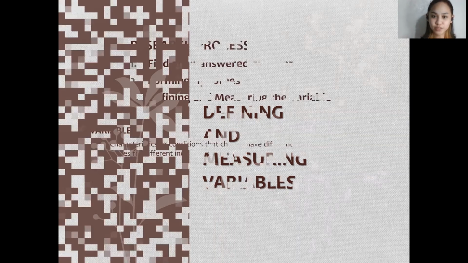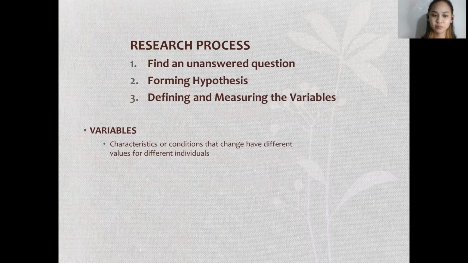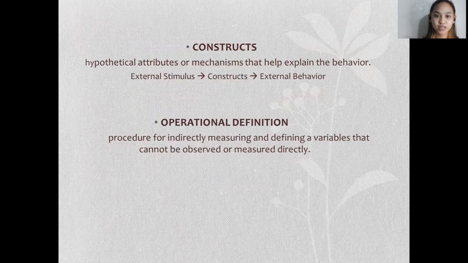We're on the third step of the research process, which is defining and measuring variables. Usually, researchers are interested in how variables differ from one group to another. Also, variables in research have abstract meaning. Many research variables, particularly those of interest to behavioral scientists, are created from theory and speculation, which are called constructs. It is the hypothetical attributes or mechanisms that help to explain behavior.